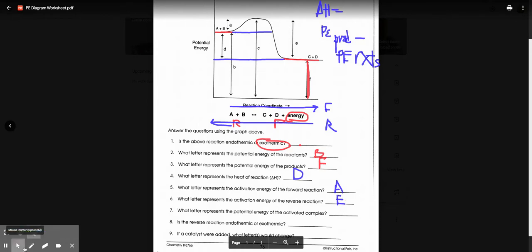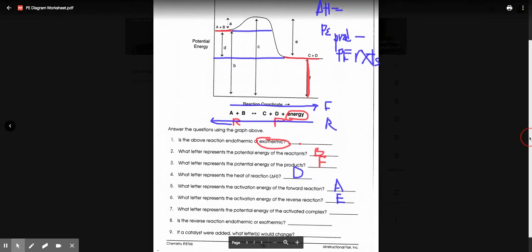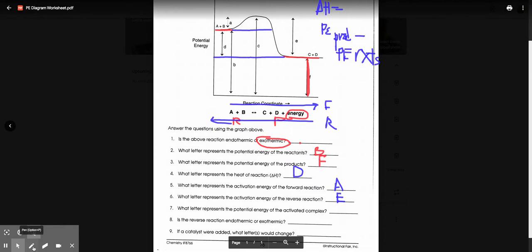All right, now the activated complex is the top of the roller coaster before you go all the way down. So Colin, what's that letter? That is C. Good. Just like my name. Yep. Now, is this reverse reaction endothermic or exothermic? If the forward reaction was exothermic, the reverse starts low and gains. So endothermic. Good.